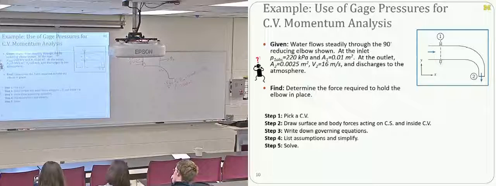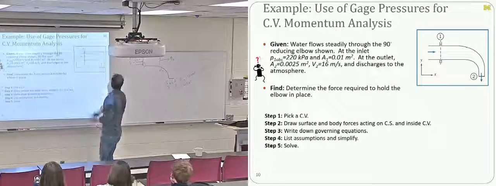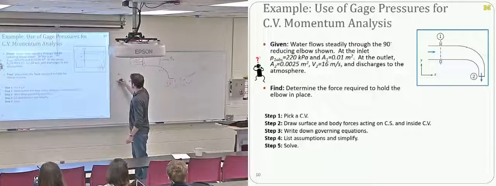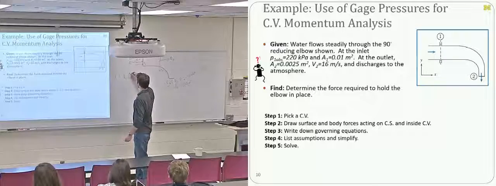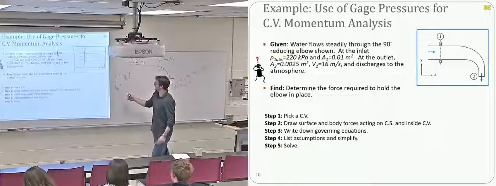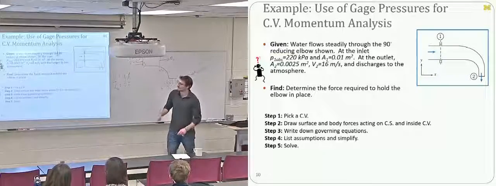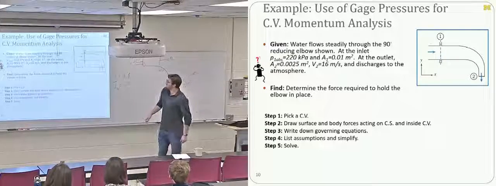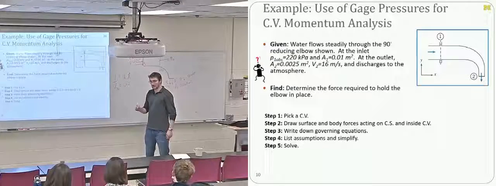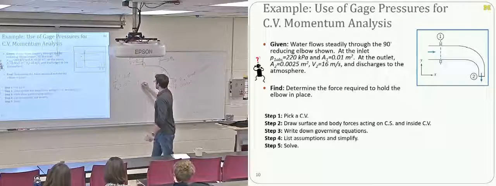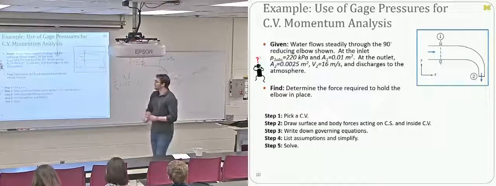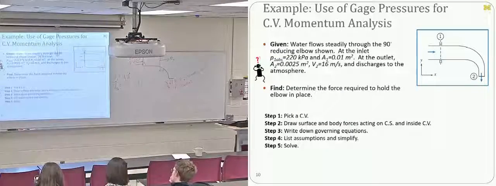At the inlet, our velocity is equal to what? Just V1 i, right? In the i direction. It's got an x component only, the vector velocity. V2 is equal to what? It's got nothing in the x direction, right? We're given a value here of 16 meters per second. It's pointing down along the y-axis, right? So minus 16 meters per second j. So those are both constant.